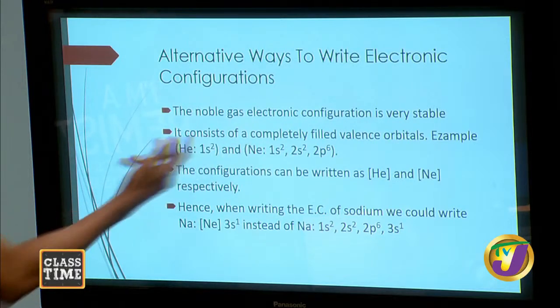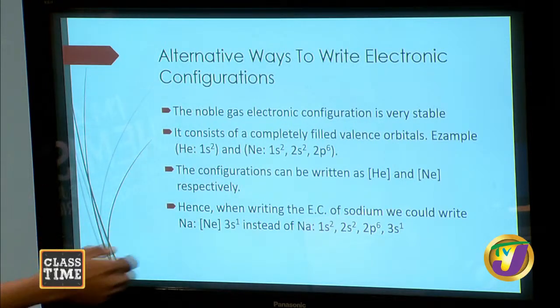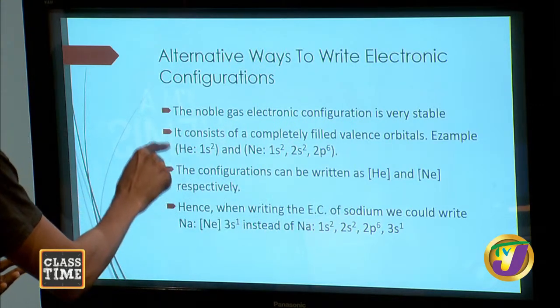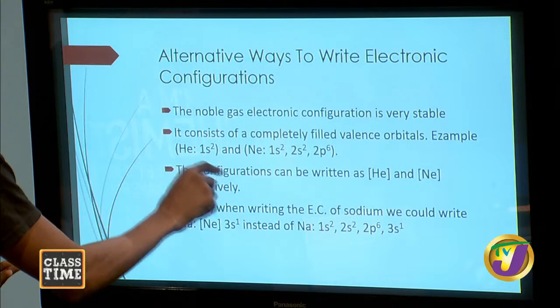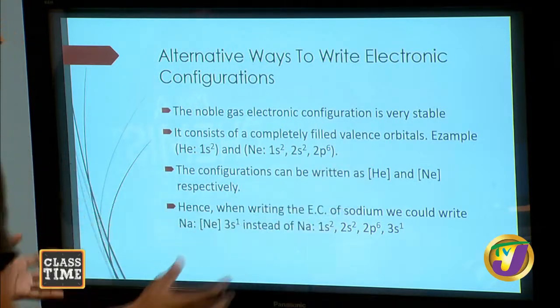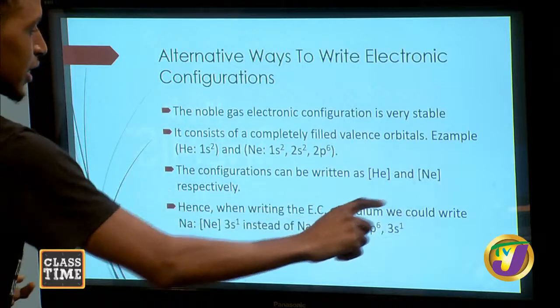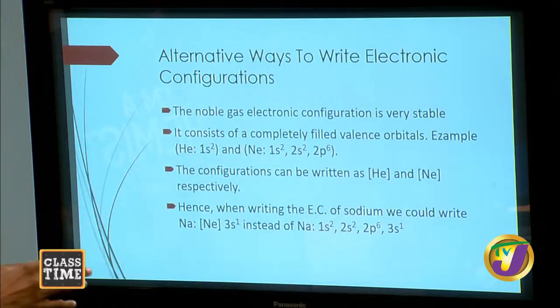So we can write these noble gas configurations as the noble gas within a square bracket. So this configuration, 1s2, can be written as helium in a square bracket. And the neon electronic configuration can be written as neon in a square bracket.